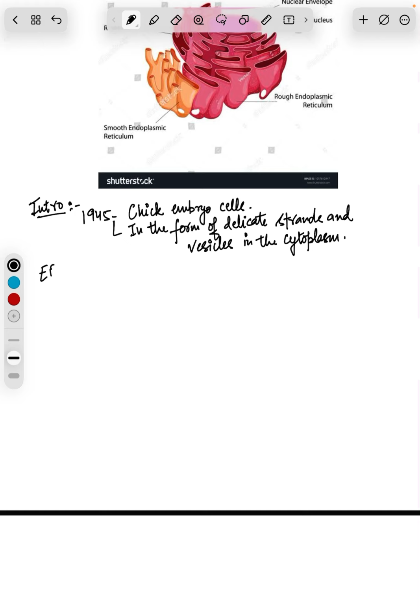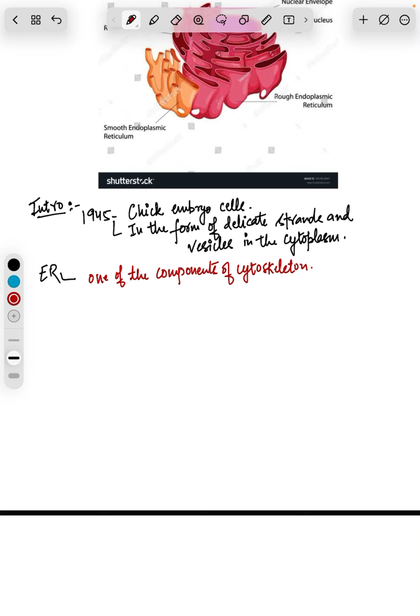ER is considered as one of the components of the cytoskeleton along with microtubules, microfilaments and intermediate filaments. These three are components of the cytoskeleton we all know, which provides structure and flexibility both to the cell for its functioning. So ER is also one of the components of the cytoskeleton. It is important, you should know this.